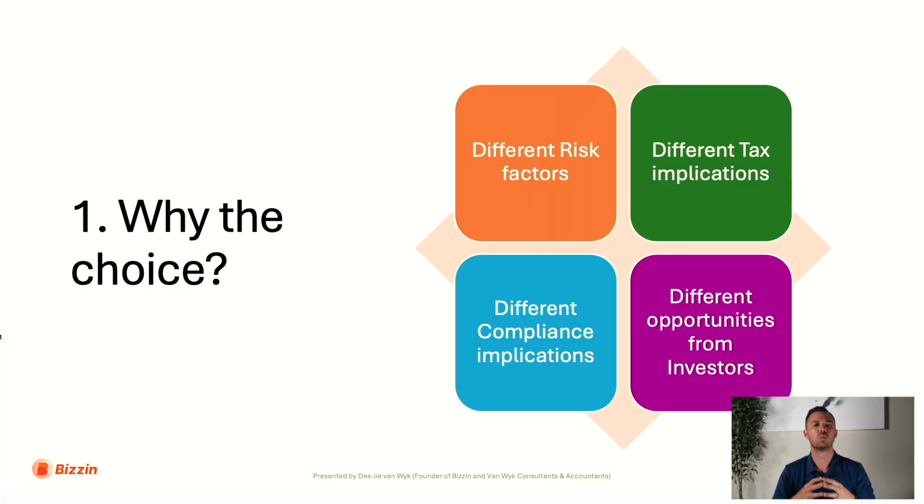Today we are jumping into private companies and we are still in the series of choosing the right legal structure for your business. Just touching again quickly on why it's important for you to make the right decision. Four different aspects that are crucial when considering the right legal structure for your business are your different risk factors, different tax implications, your different compliance implications, and your different opportunities from investors. So when you are making your decision, take into consideration all these four aspects, and we're going to jump into more detail on every single one, but it's important to look at that.